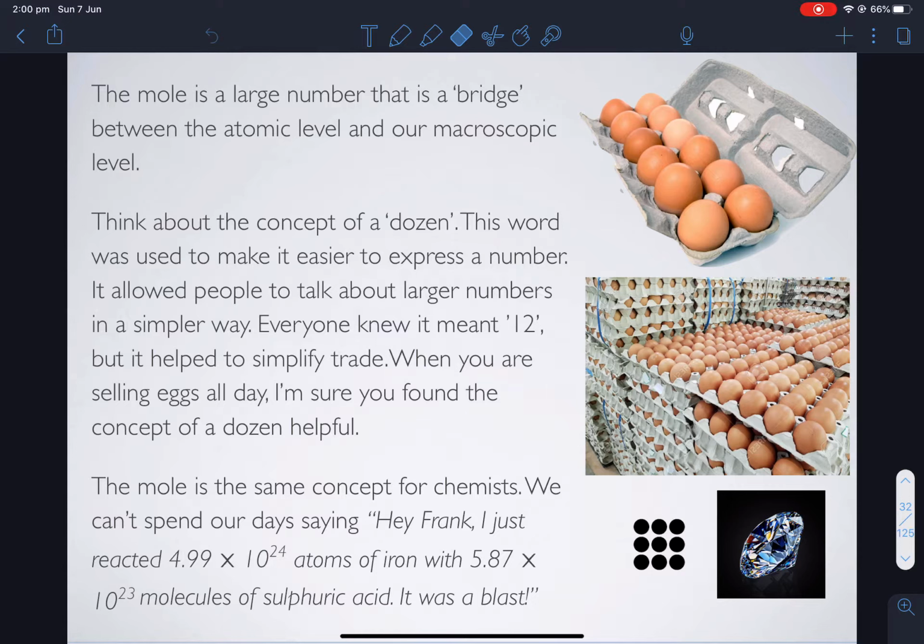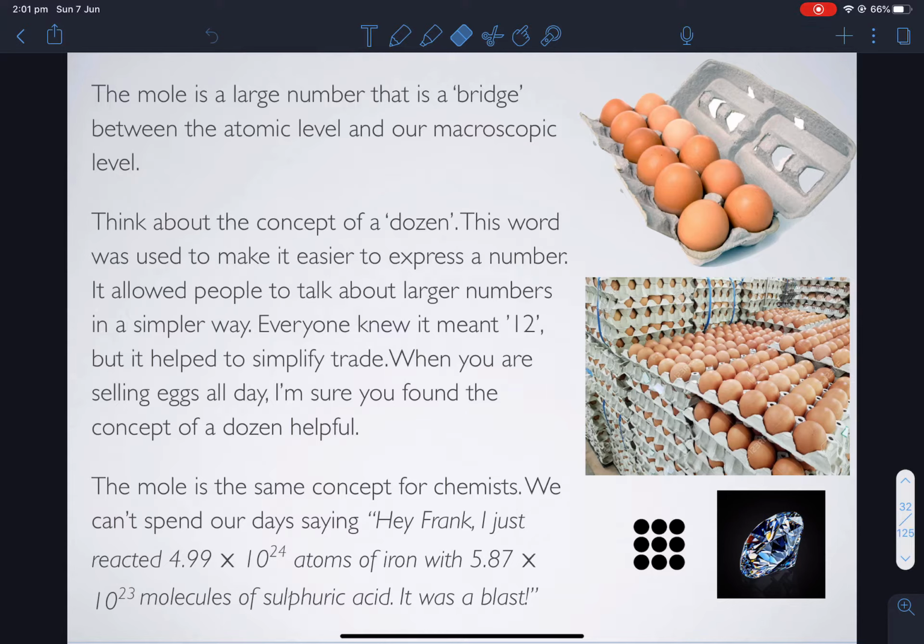So think of the concept of a dozen, and here we've got a dozen eggs. This word was used to make it easier to express a number of eggs or something that's sold in lots rather than 1 or 2. So everyone kind of knows that a dozen is 12, and it helps us simplify our communication and our counting. When you order eggs or something, you might order them by the dozen rather than by single, because it's simpler and it's sold that way, and it makes your life a lot easier. So when you're selling eggs all day, the concept of a dozen is very helpful.